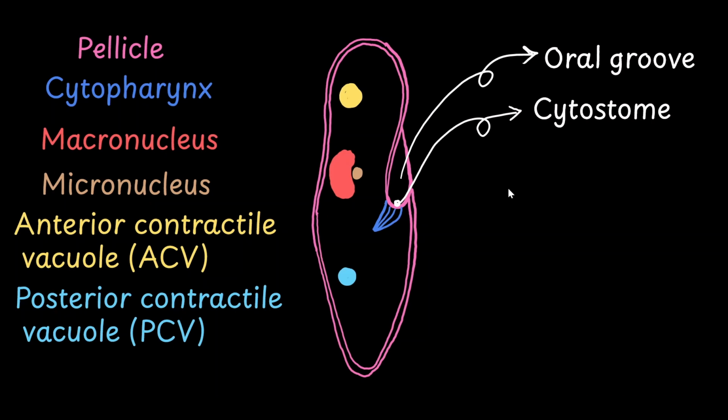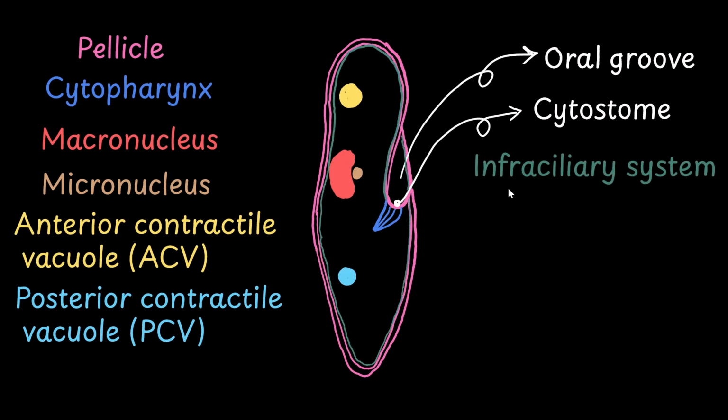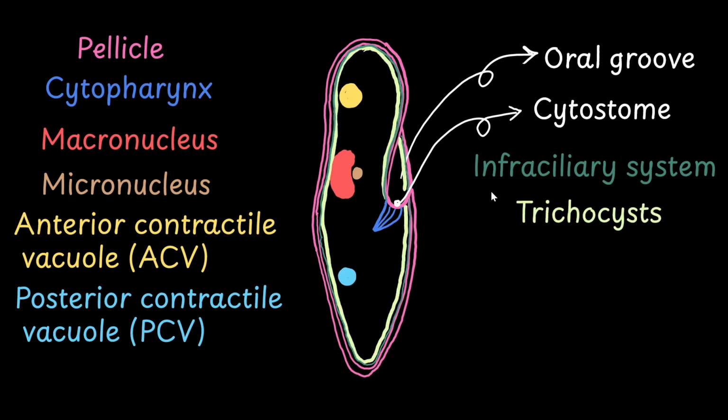Under the pellicle, we have the infraciliary system, which is responsible for the coordinated movement of the cilia. The infraciliary system hosts the trichocysts below them. These are primarily defensive structures, and when they are triggered, they discharge sticky filaments against their predators. The sticky filaments can also help them adhere to surfaces sometimes.